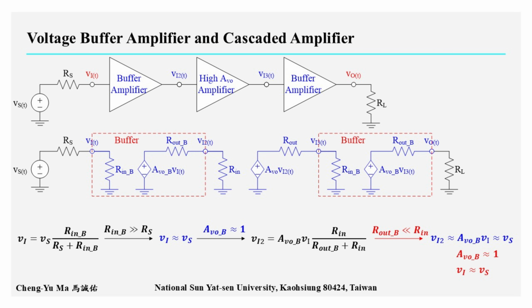This means that the signal transferred to the input terminal of the high open circuit voltage gain amplifier is equal to the signal source. This completely solves the problem that the input resistance Rin of the high open circuit voltage gain amplifier is not high enough.